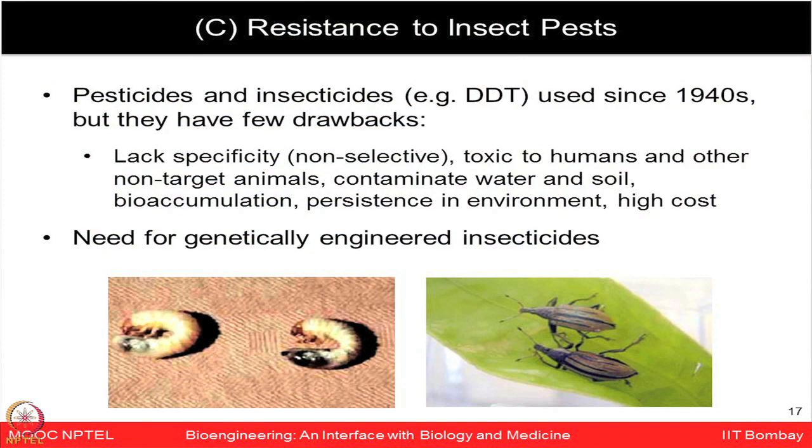Since the 1940s, people have been reporting many drawbacks of the existing insecticides, including DDT, which lacks specificity, is non-selective, and is toxic to human health as well as to many non-target animals. Once you spray these chemicals on the plant, they come down with water into the soil and also get bioaccumulated. You can see that they are persistent in the environment, and it is very tough to remove them from environmental conditions.